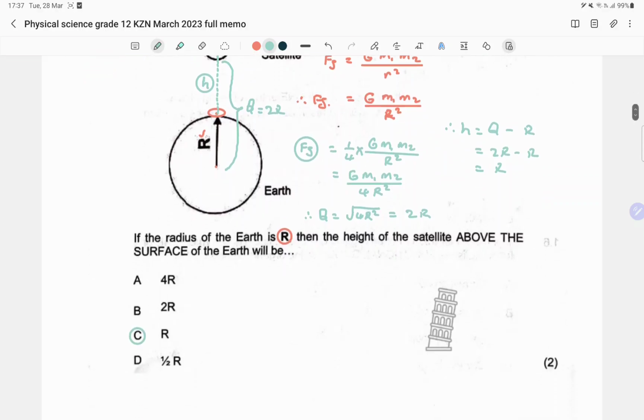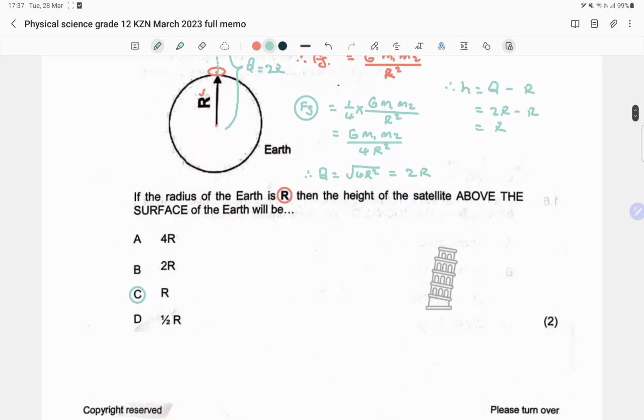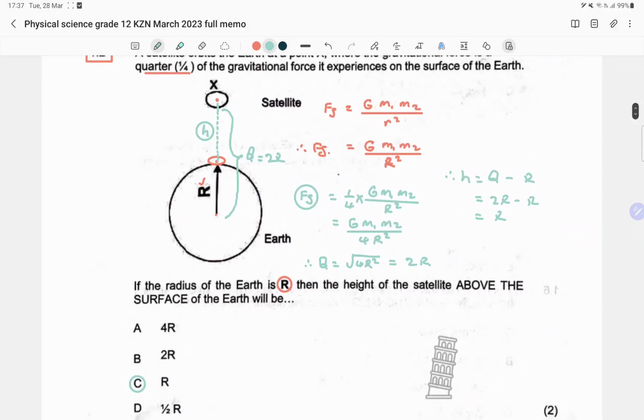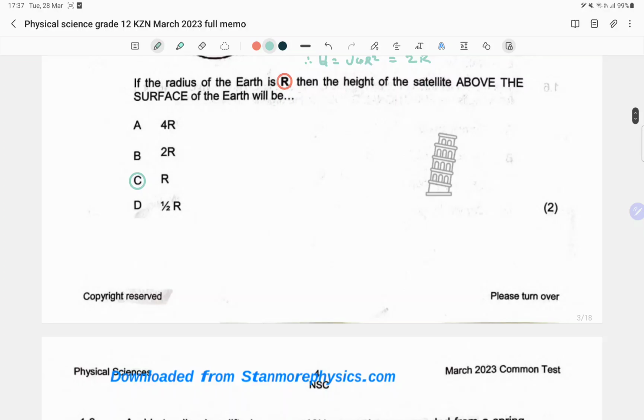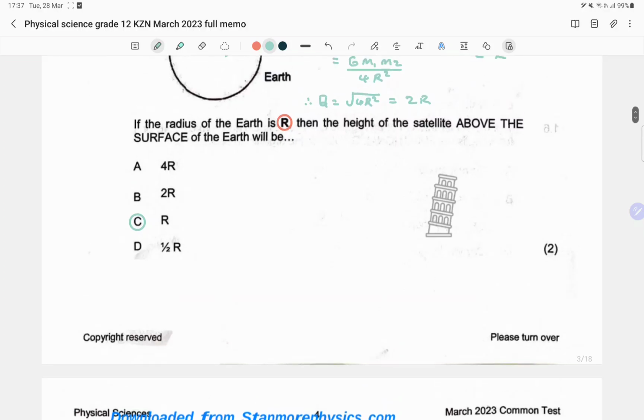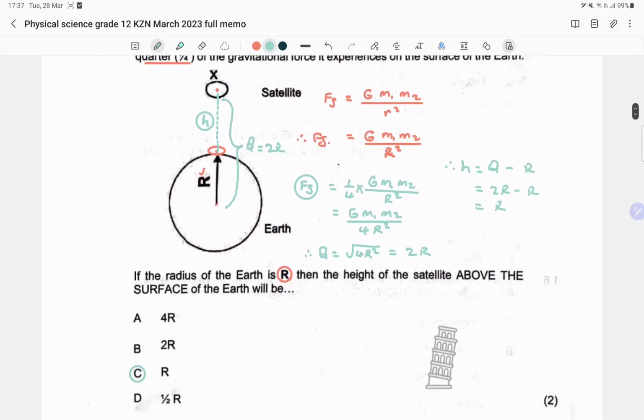All right. So guys, these are some of the questions where you just have to work out a lot of things so that you can get to the answer. You cannot just skim and scan.